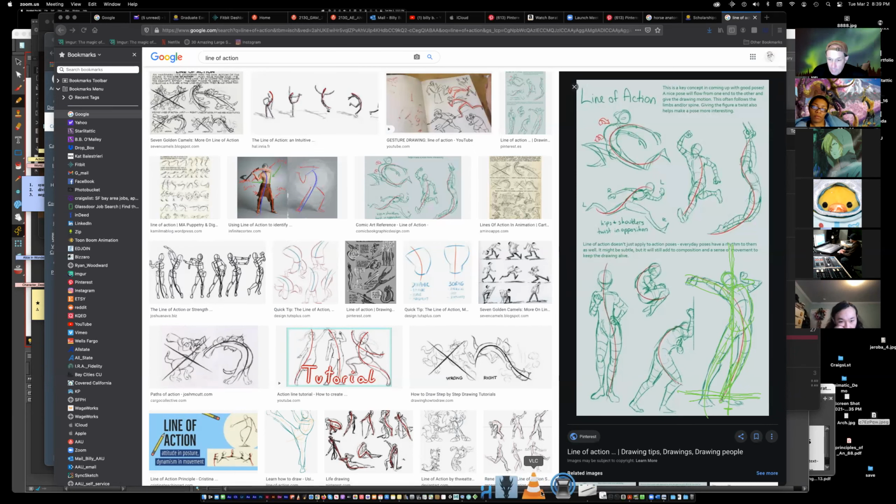So that's one big thing I'm looking for in these line of action poses. In these right here, you see the head, the line of action, secondary lines of action, tertiary lines of action. The weight is still balanced.